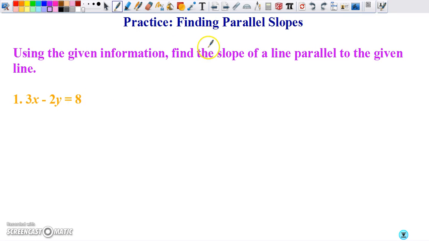Okay, so now what we're going to do is find parallel slopes given the equation of a line, and then find perpendicular slopes given the equation of a line. So if I were to work with this information, we know that in the form y equals mx plus b, this right here is the slope. So y needs to be completely by itself.